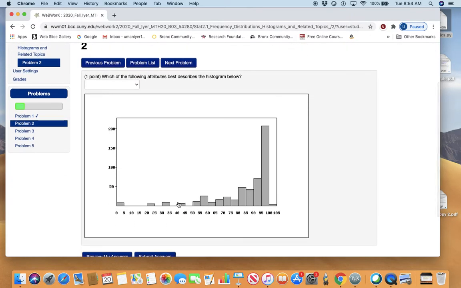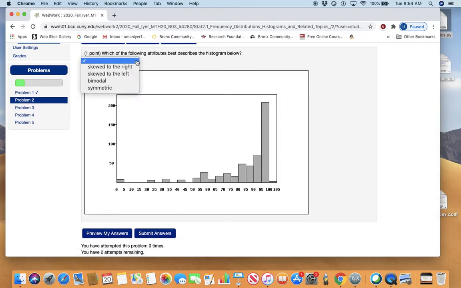Okay, here is a histogram. Which of the following attributes best describes the histogram? Skewed to the right, to the left, bimodal, symmetric. Well, it is definitely not symmetric. It is not bimodal. Bimodal means two highs separated by one or more lows. Symmetric means left-right symmetry, none of that. Is it skewed to the left or to the right? You look at the tail. Tail is to the left, so it's skewed to the left.